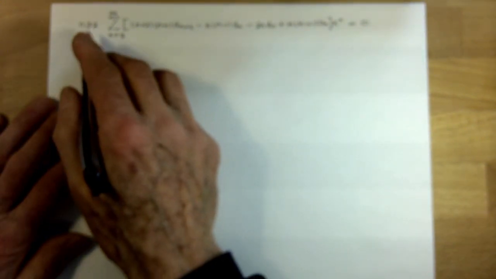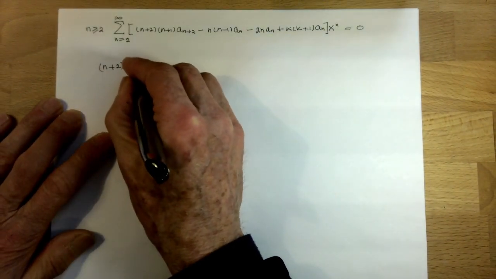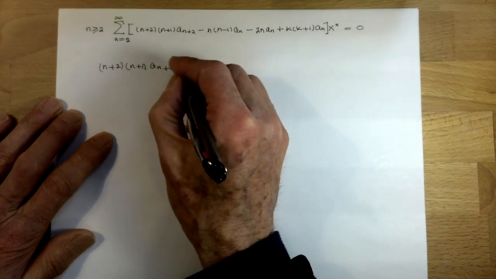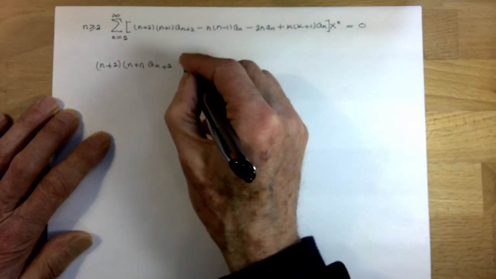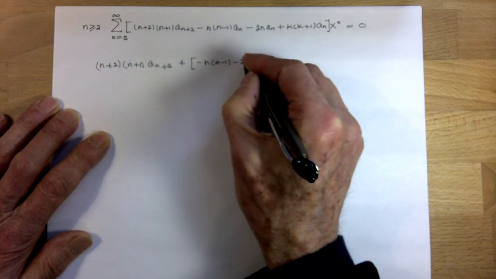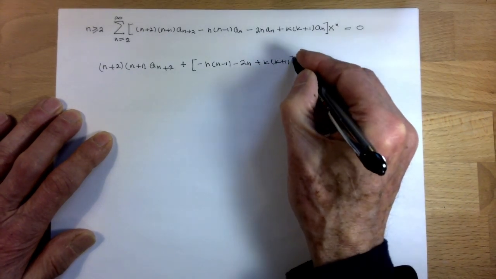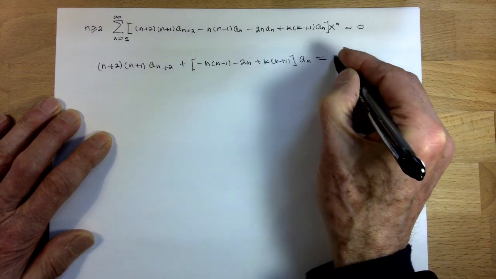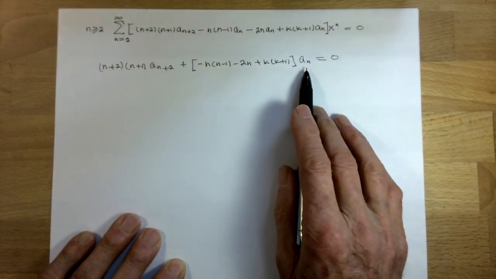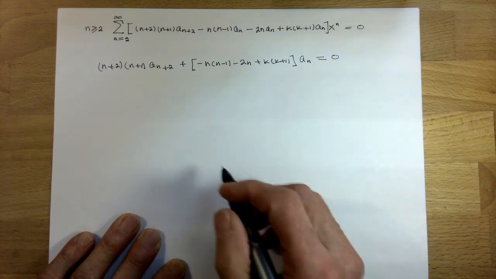So we have the following condition for n greater than or equal to 2: n plus 2 times n plus 1, a to the n plus 2. Now I'm going to factor out the a sub n, plus minus n times n minus 1, minus 2n, plus k times k plus 1, a sub n equals 0. This is a so-called recursion relation. It says if you give me a sub n, I can get a sub n plus 2. If you give me a sub n plus 2, of course, I can get a sub n plus 4.